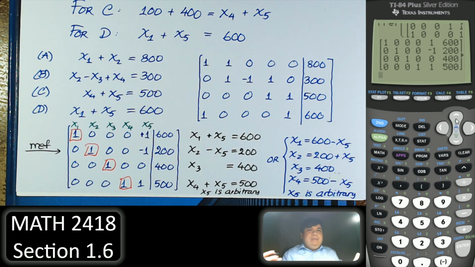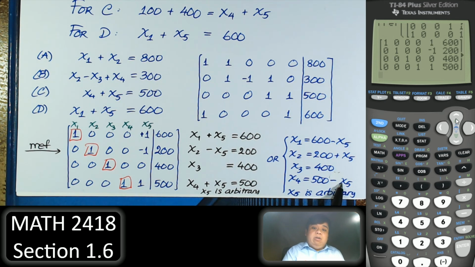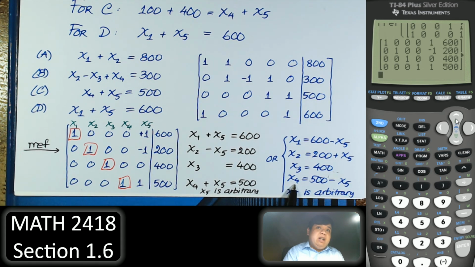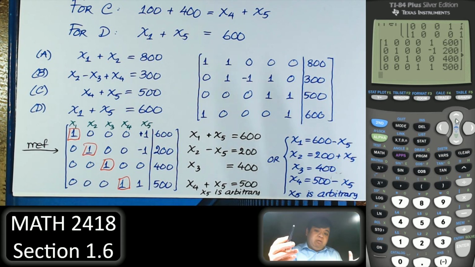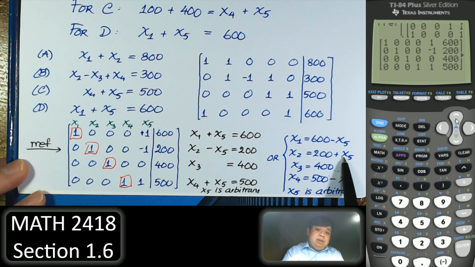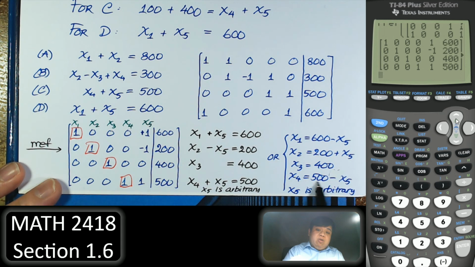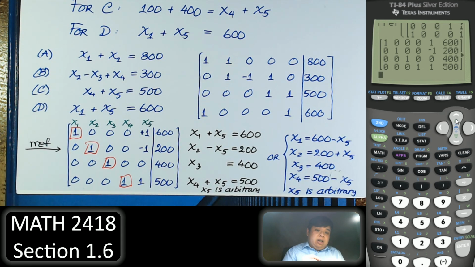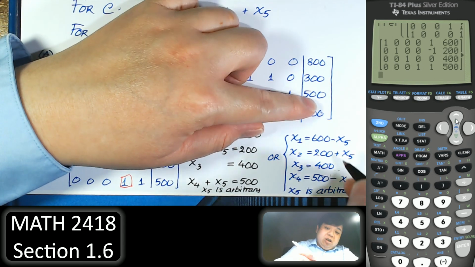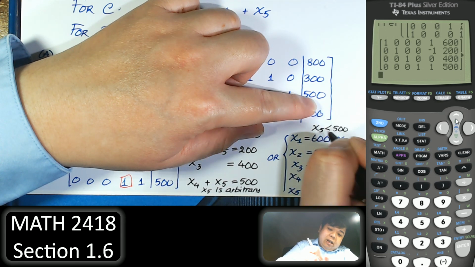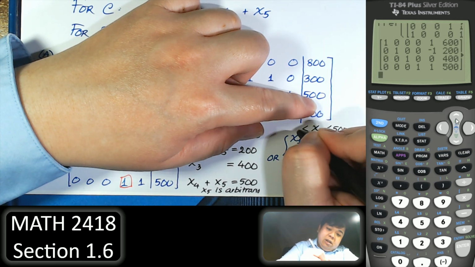So it cannot really be any number. It cannot be negative for sure, and it cannot be more than 500. If x5 is more than 500, x4 would be negative. The other equations are fine. Here x5 can be anything because plus 200 is guaranteed to be positive. But because we have this restriction, x5 cannot be more than 500 and cannot be less than 0. So even though it's arbitrary, we still need to have x5 less than 500 and it still has to be greater than 0.